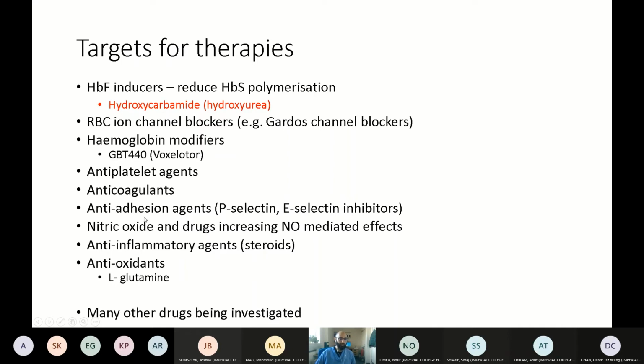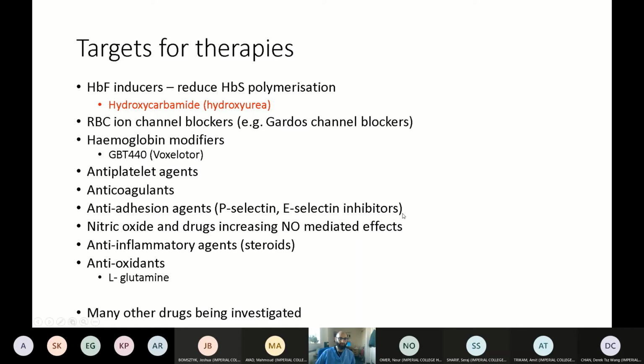So, anti-adhesion agents. We talked about the cell surface adhesion molecules, which play a large part in the pathophysiology, and some of the targets for these have been the selectin molecules, and drugs or monoclonal antibodies which block the selectins. These were based on preclinical animal studies with monoclonal antibodies in mouse sickle cell models, which showed beneficial clinical effects by blocking these P-selectins.